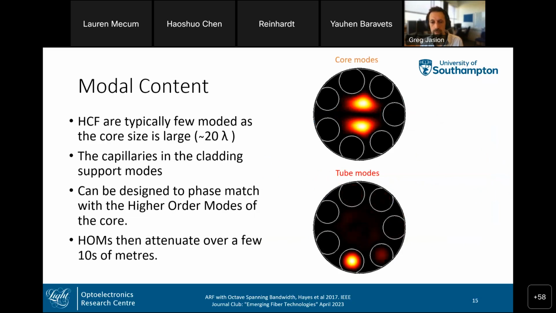I want to think about single mode and modal content. HCFs are typically few-moded, and this is because the core size is quite large. However, the capillaries in the cladding support their own modes. So what can be done is we can choose the dimensions of these tubes to phase match cleanly with the higher order modes of the core. When they couple across, if they're phase matched, there will be coupling between those modes. And the tube modes being right next to the jacket glass are extremely high loss. So the light will couple from the core into the tube mode and then be lost to radiation. After a few meters of transmission, we can have a very clean single mode transmission.